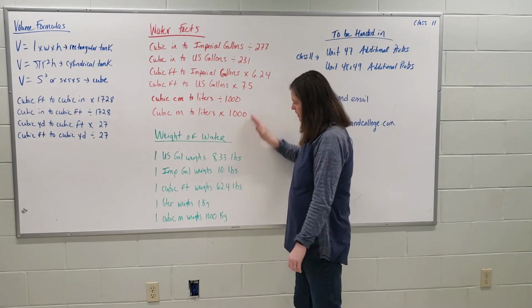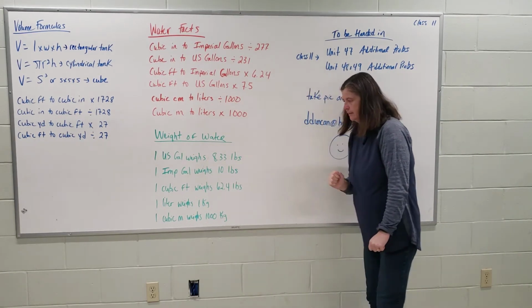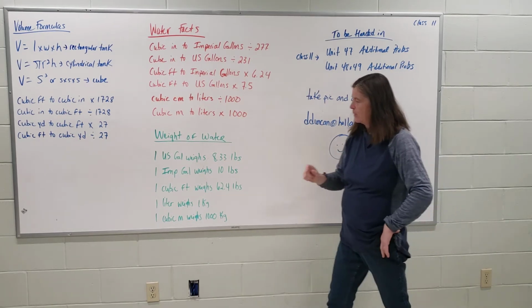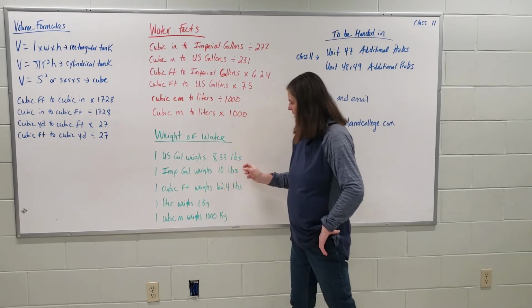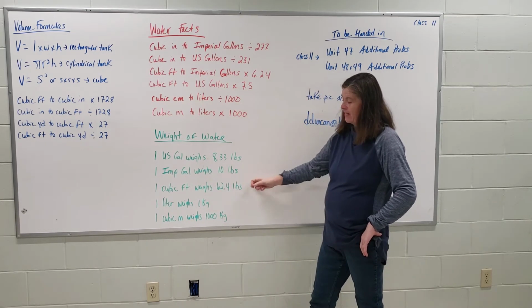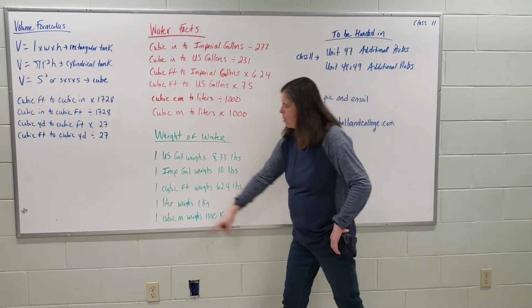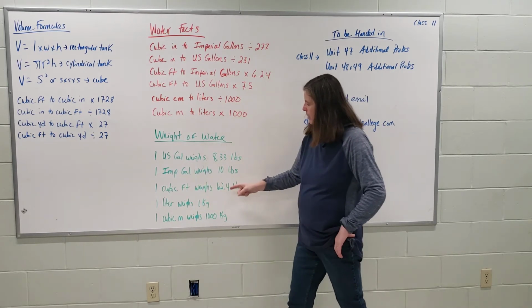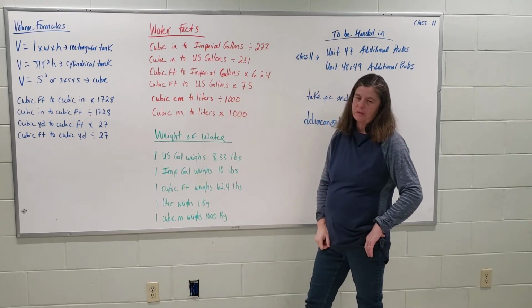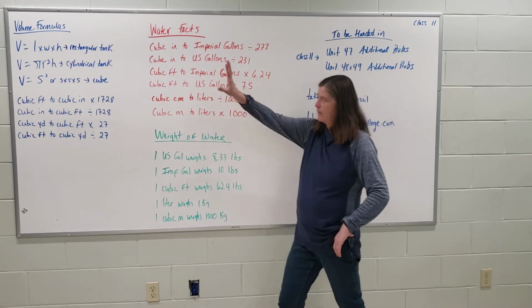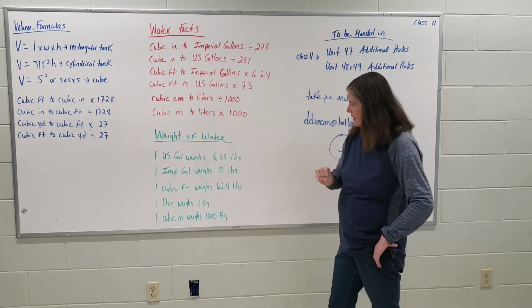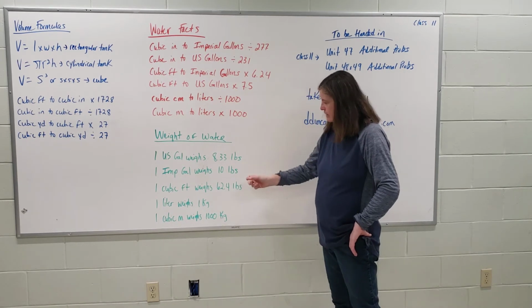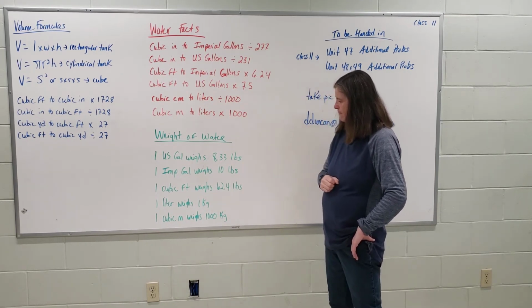We also need to know the weight of water. Okay, 1 US gallon weighs 8.33 pounds. 1 imperial gallon weighs 10 pounds. This is the one that you'll absolutely have to know: 1 cubic foot of water weighs 62.4 pounds. So again, you work out a volume formula, you're in cubic feet, and we want to know what that water weighs, you times it by 62.4.